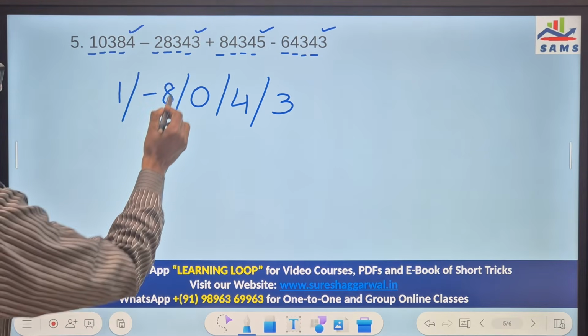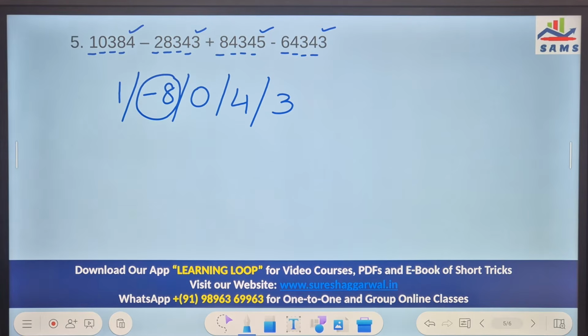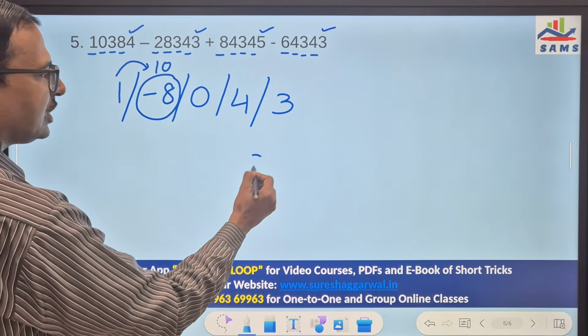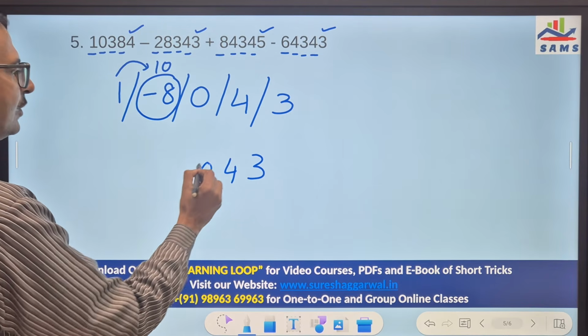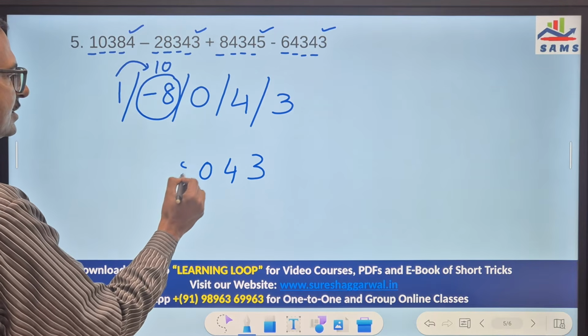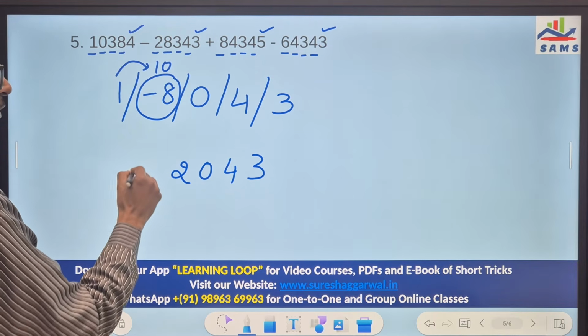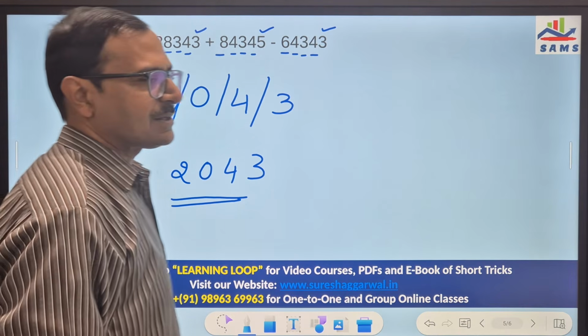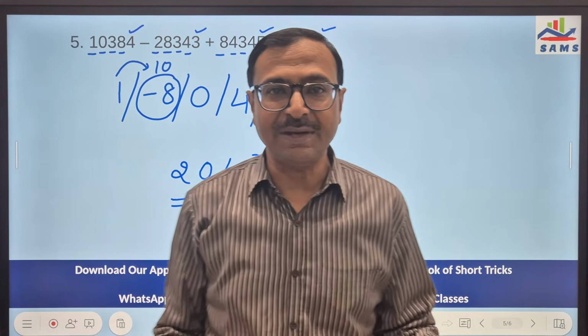So where do we have negative numbers? Only one negative number here, and that will give me my answer. Let's borrow 1 from here, subtract this from 10. So 3, 4, 0. 10 minus 8 is 2 and 1 becomes 0. I don't need to write the 0 there. 2043 is the answer. See how much time can be saved, friends.